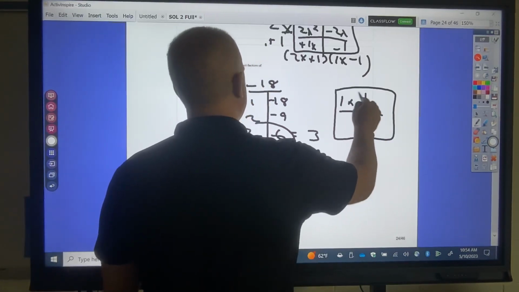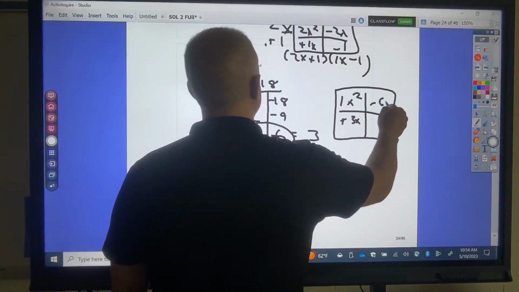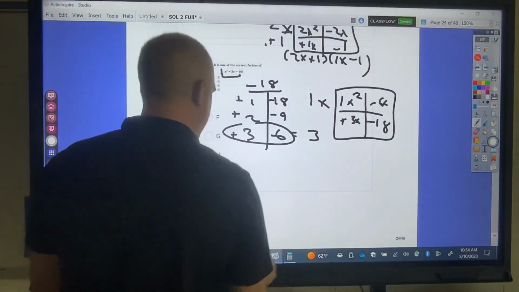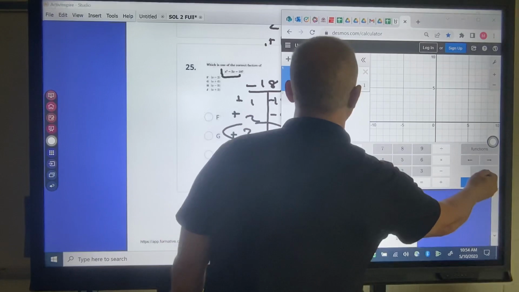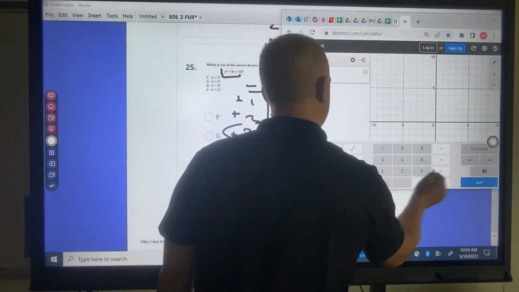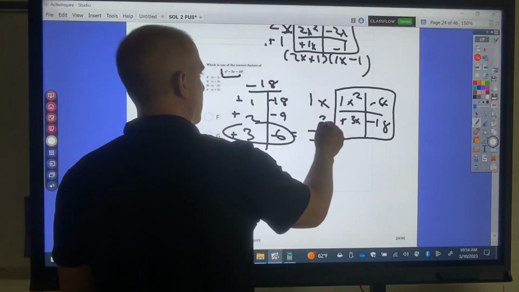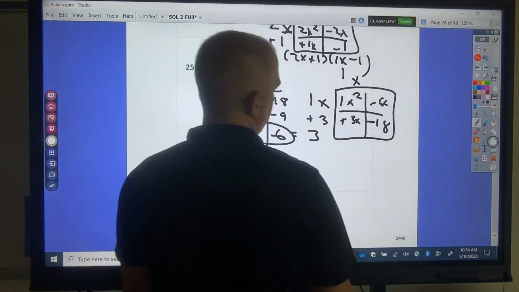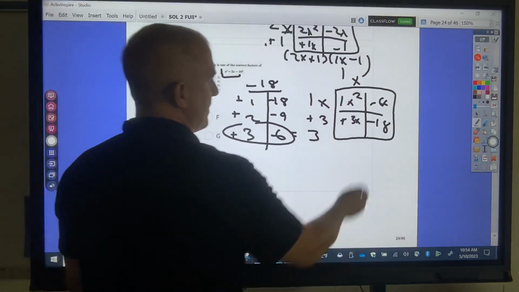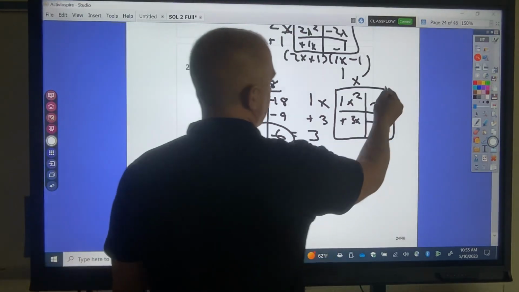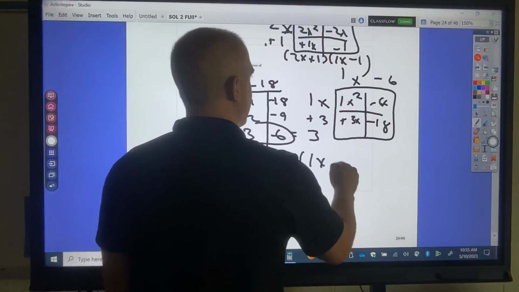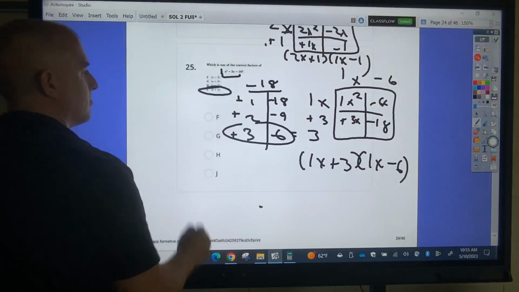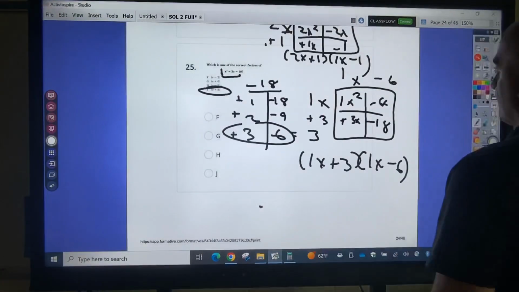So I got 1x squared plus 3x minus 6x minus 18. They both have an x. That's a 1, so that's a 1. They don't have an x. 3 and -18. That is 3. This is a plus, that's a plus. I got an x and a 1, okay? I don't have an x there. GCF of -6 and -18 would be -6. So I got 1x plus 3, 1x minus 6, okay? So the x plus 3, letter D, is your answer.